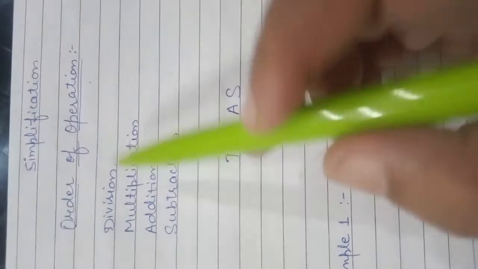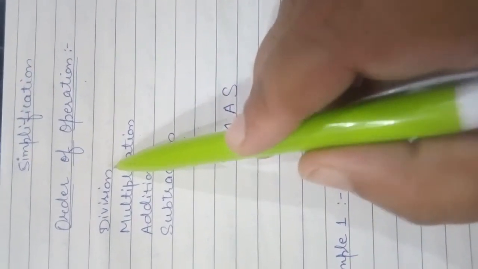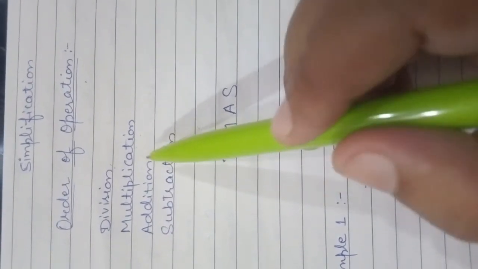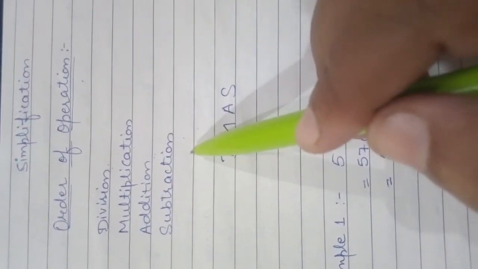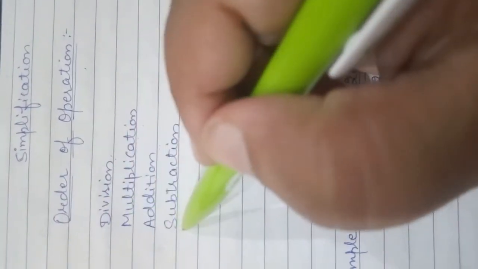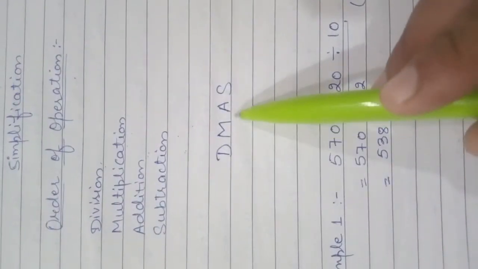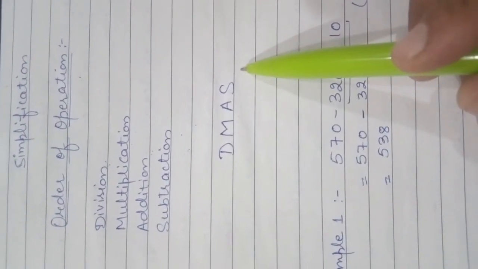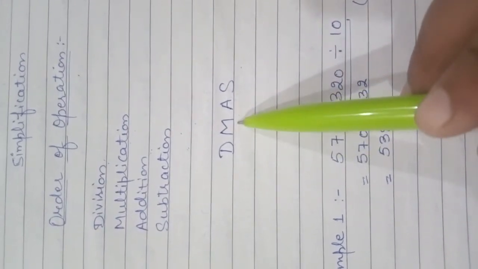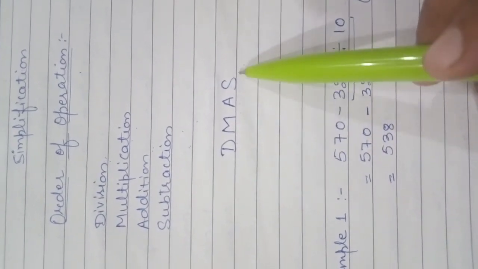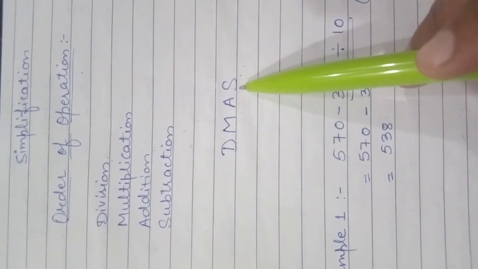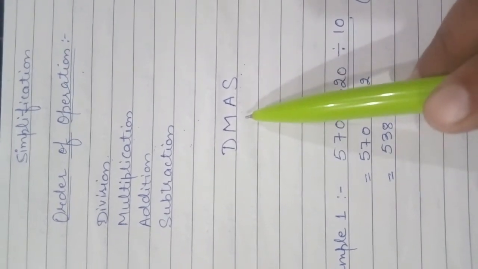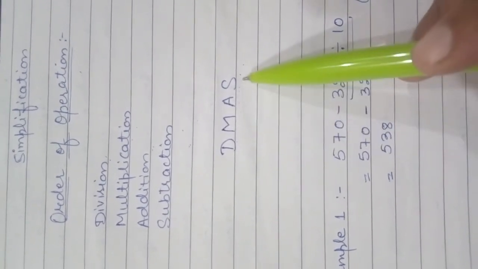First we will tackle the division. After that we will solve the multiplication. Then we will add and finally we will do the subtraction. To remember this, note down the first letter of these four fundamental operations like this: D, M, A, S. D for division, M for multiplication, A for addition and S for subtraction. So we will read it as D-M-A-S, "DMAS". You need to remember this to help you remember the order of operation.